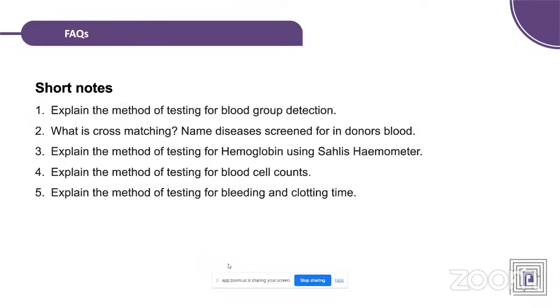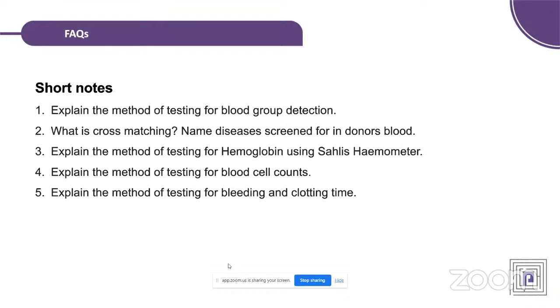So, let us discuss some frequently asked questions in this unit. Okay, what is the method of testing for blood group detection? So basically there are two methods. One is the slide method and next is the tube method. In routine testing we use the slide method for detection of the blood groups. So what are the blood groups we have routinely and most commonly? So we have A group, B group, AB, and O group. O negative blood group is the universal donor.